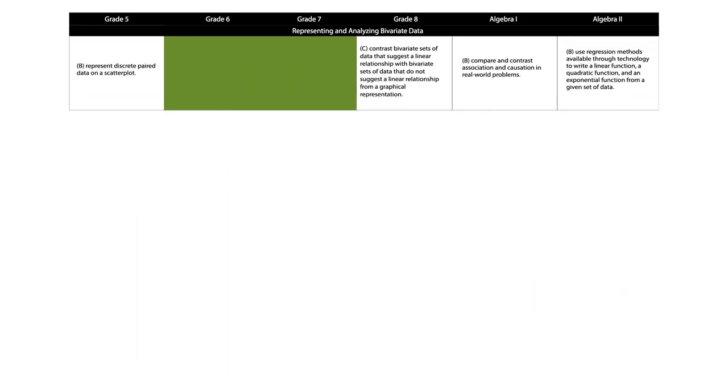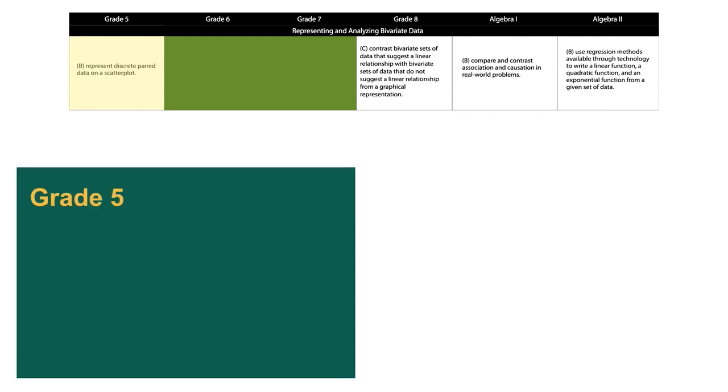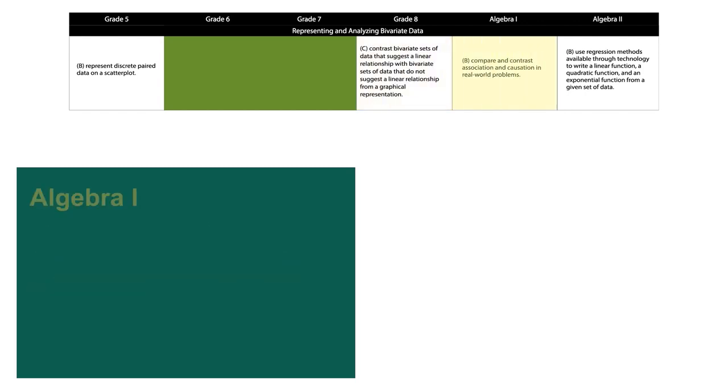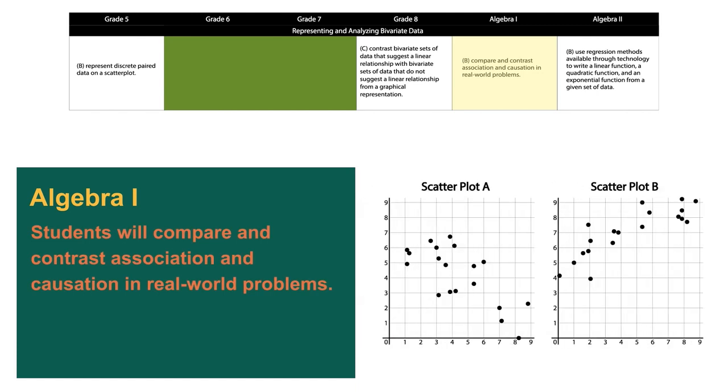Now, let's see how students built their skills for comparing and contrasting association and causation in real-world problems for Algebra 1 Standard 4b. Similar to the previous standard, starting in 5th grade, students graphed datasets on the coordinate plane to create a scatterplot. By 8th grade, students used graphical representations to contrast linear sets of data with nonlinear sets of data. In Algebra 1, students will compare and contrast association and causation in real-world problems involving different datasets.